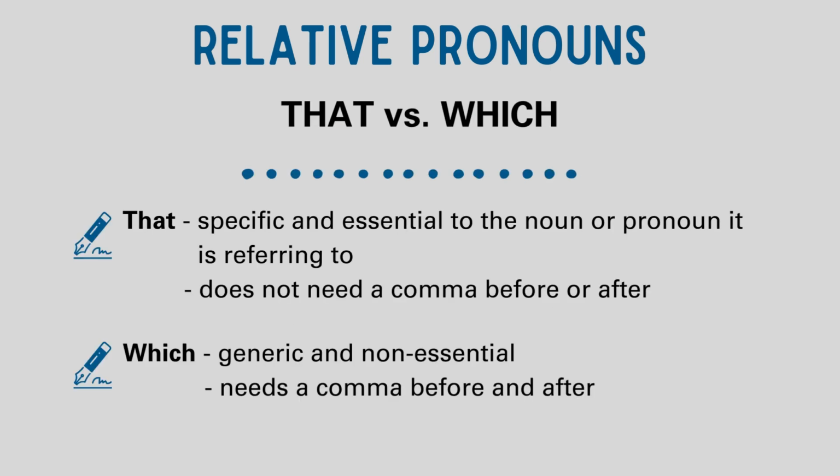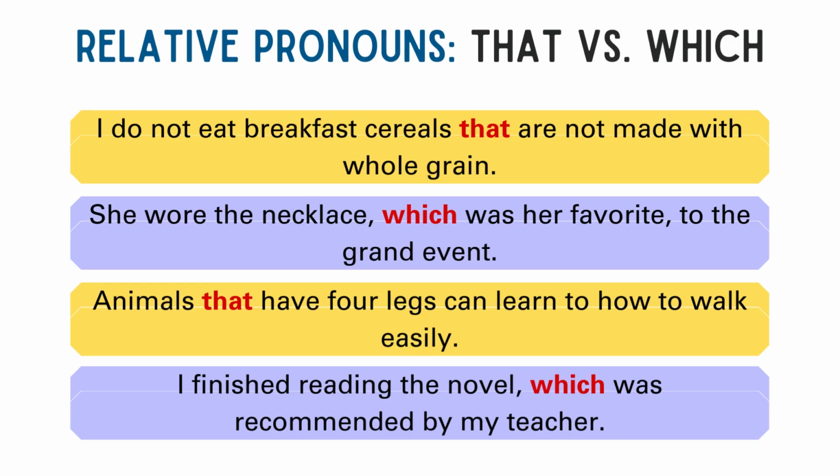First up, that versus which. When and how do you use that? And when and how do you use which? That is used when the clause is specific and essential, meaning it's not just additional information. It's really part of the main thought of the sentence. Meanwhile, which is used when the clause is generic and non-essential. When written, you need to use a comma before and after the clause introduced by which. To illustrate, here are some examples.